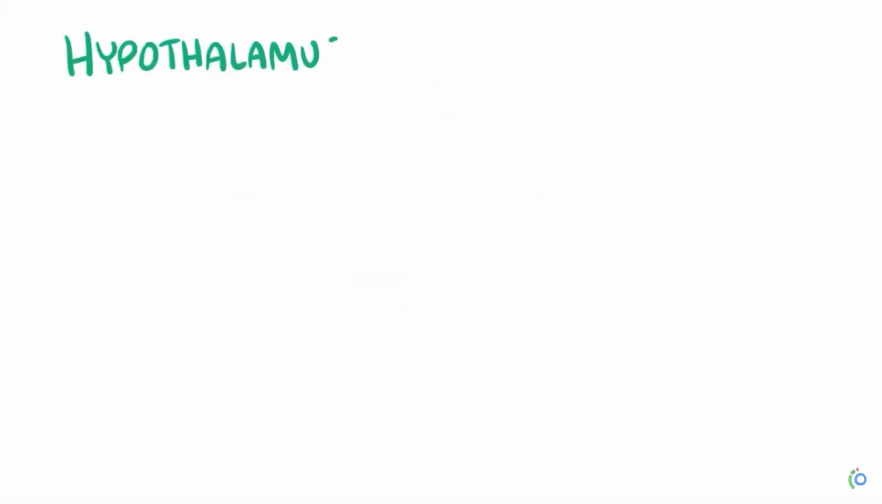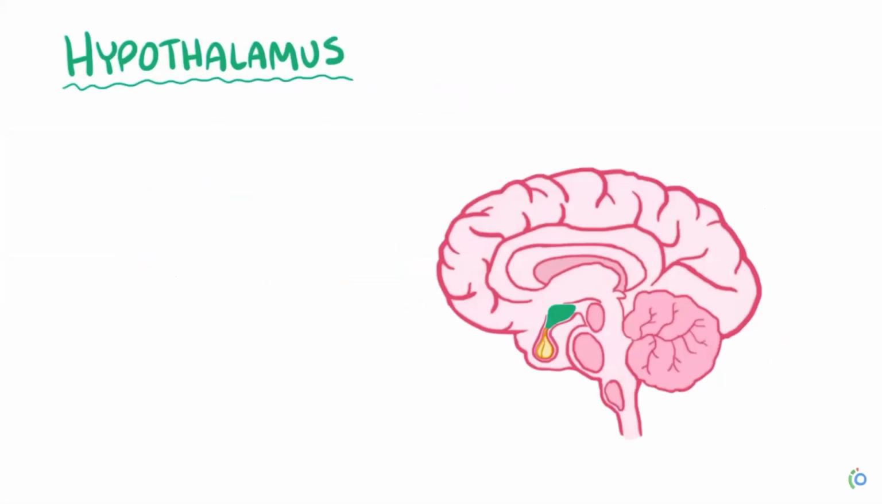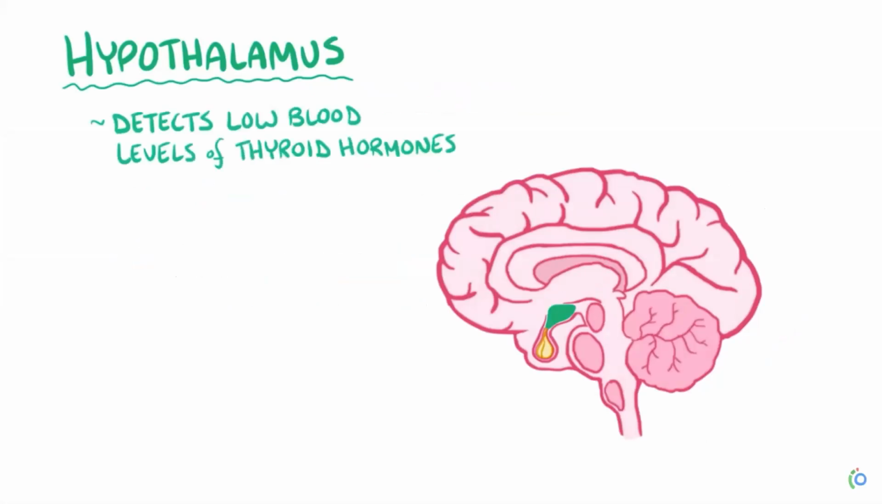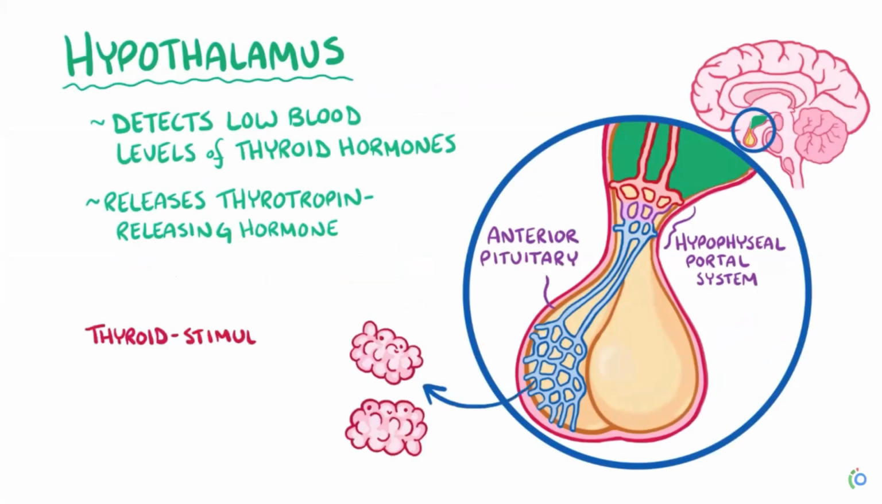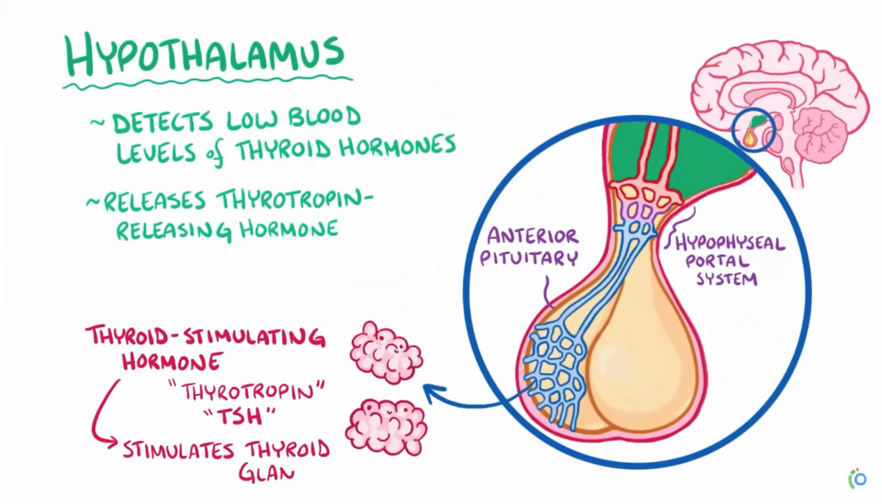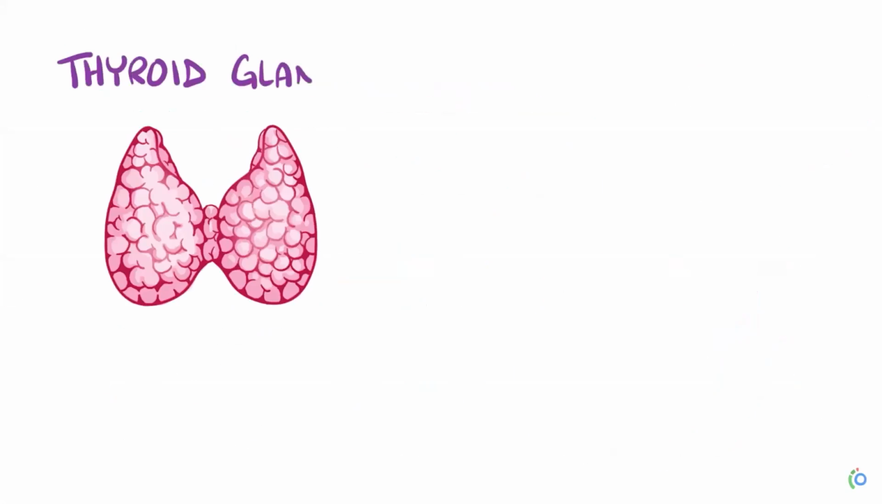Normally, the hypothalamus, which is located at the base of the brain, detects low blood levels of thyroid hormones and releases thyrotropin-releasing hormone into the hypophyseal portal system, which is a network of capillaries linking the hypothalamus to the anterior pituitary. The anterior pituitary then releases thyroid-stimulating hormone, also called thyrotropin, or simply TSH. TSH stimulates the thyroid gland, which is a gland located in the neck that looks like two thumbs hooked together in the shape of a V.